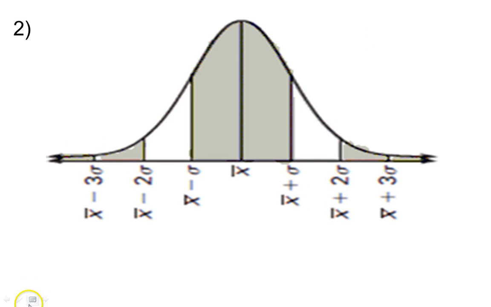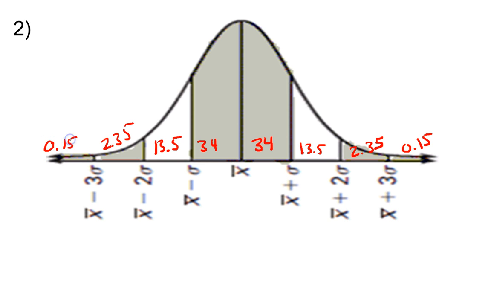Okay, what percentage of this area under the curve is shaded? Well, you hopefully memorized these figures. This is 34%, this is 13.5%, this is 2.35%, and this is 0.15%. Same thing on the left: 34, 13.5, 2.35, 0.15.